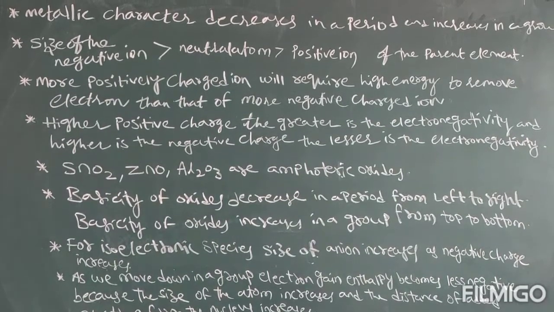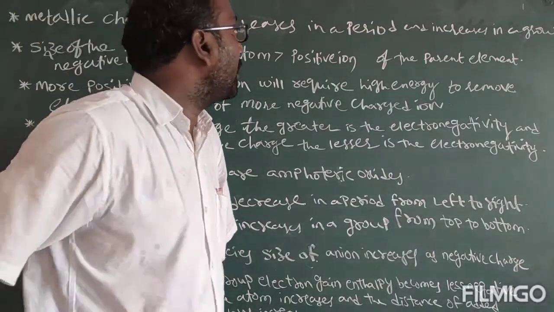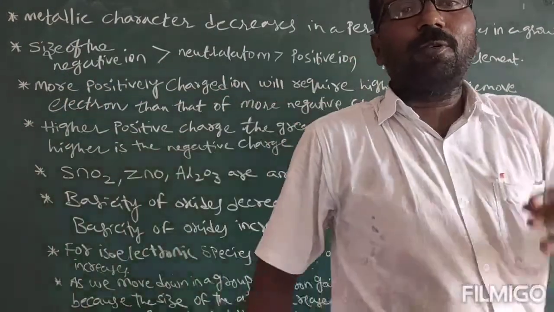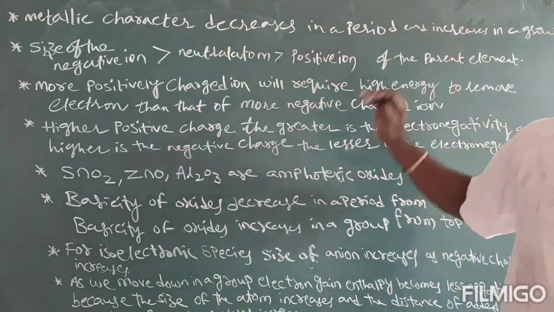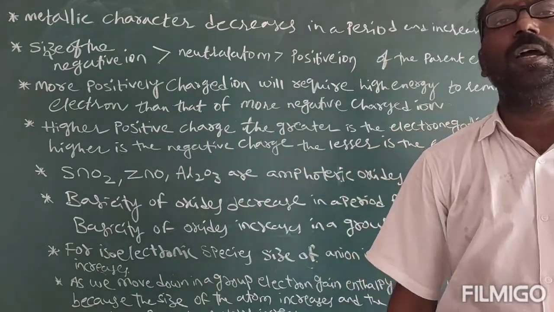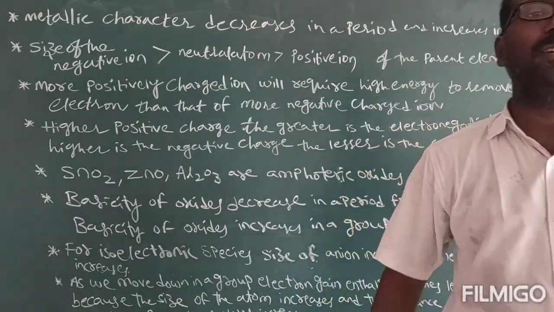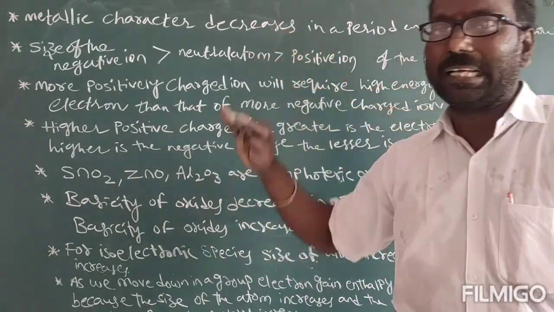So there are a few points which we will be discussing. Generally, as we move from top to bottom in a group, the metallic character increases, and as we move from left to right in a period, the metallic character decreases.